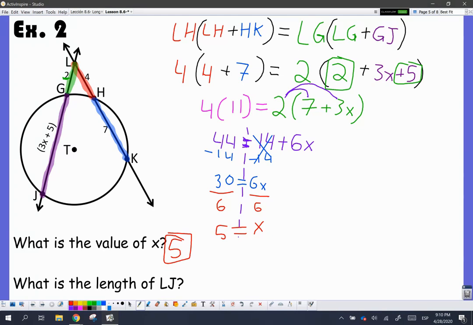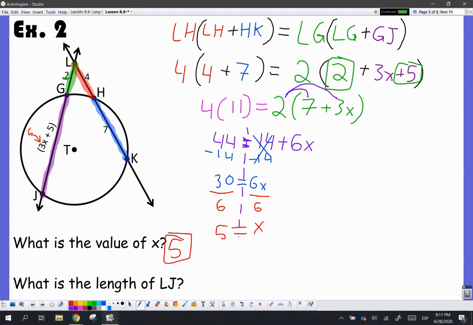So I've got my equation solved. The next thing they're asking me for is the length of LJ. Well, LJ is going to be the entire secant segment, the exterior and the interior. But now that I know the value of x, now I can find the length of the interior segment here. All I got to do is substitute in 5 for x here.